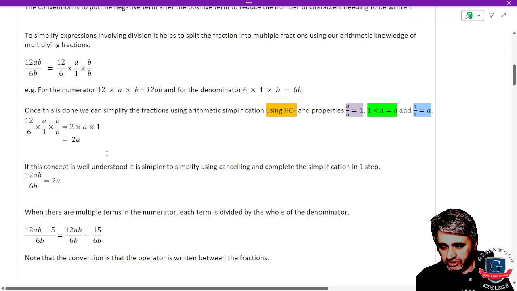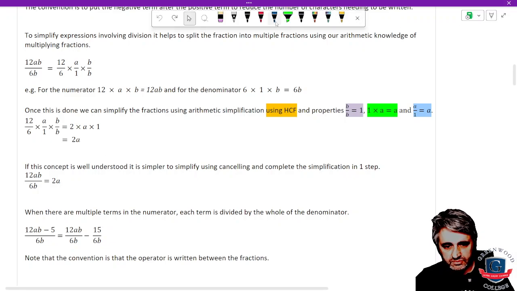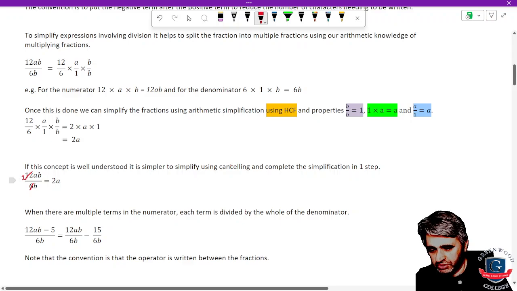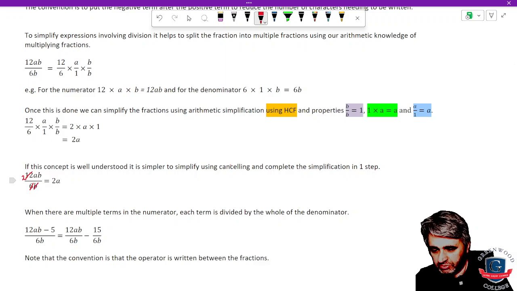What your parents would have learnt is something like cancelling. So I will show you the cancelling method. It's ugly. 12 on 6 becomes 2. A on 1, well, there's no a on the bottom to cancel out, so we won't cancel that. We have a b on the bottom and a b on the top, so we'll cancel that. And lo and behold, we're left with 2 times a, which is 2a.